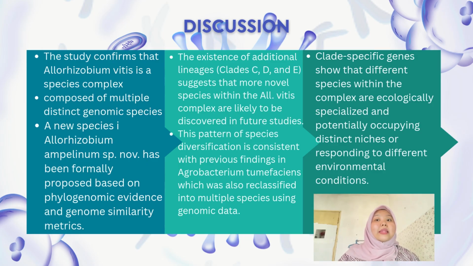This pattern of species diversification is consistent with previous findings in Agrobacterium tumefaciens, which was also reclassified into multiple species using genomic data. And then finally, the clade-specific genes show that different species within the complex are ecologically specialized, potentially occupying distinct niches or responding to different environmental conditions. That's all from me. Thank you.